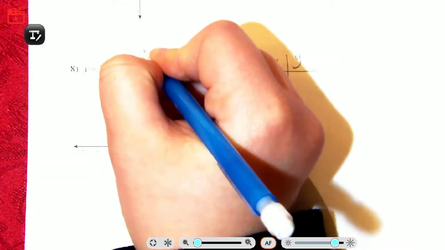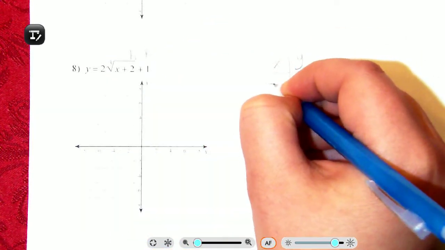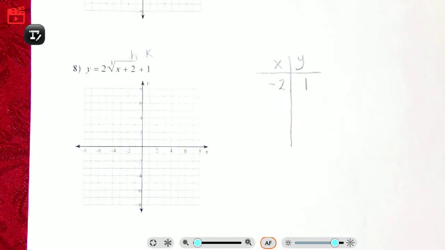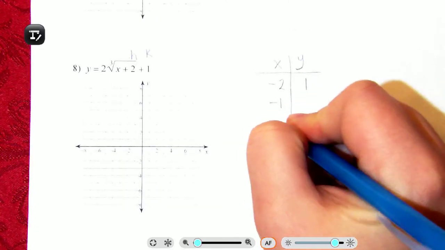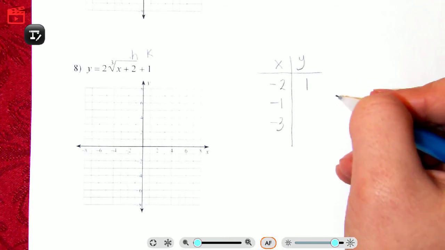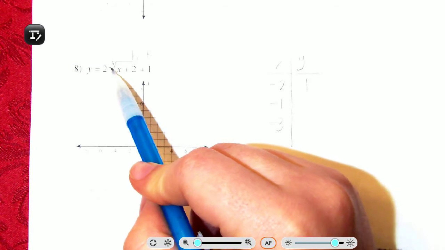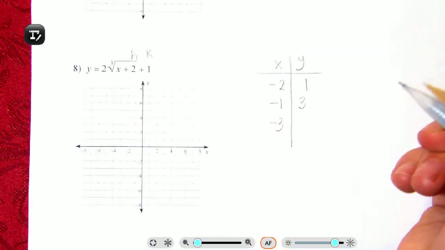Identify your h and k. Again, h is always opposite, so I see a positive 2, that's going to be a negative 2. K remains the same. We're going to go up 1 and down 1. Negative 1 plus 2 is 1. 1 cube root is still 1. 1 times 2 is 2. 2 plus 1 is 3.